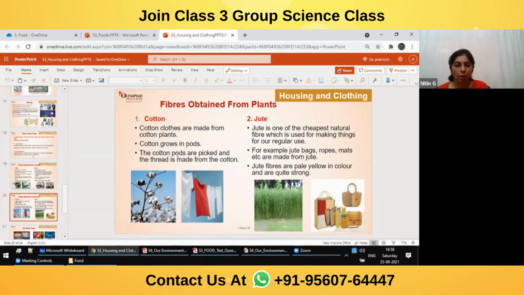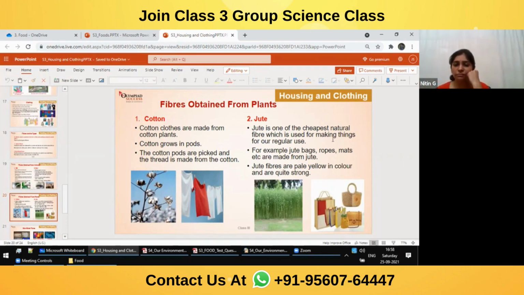Cotton grows in the pods. The cotton pods are picked and the thread is made from the cotton. Okay, so pods means around the seed, all the cotton is there. So they take it out and then they remove the fibers from that pod.